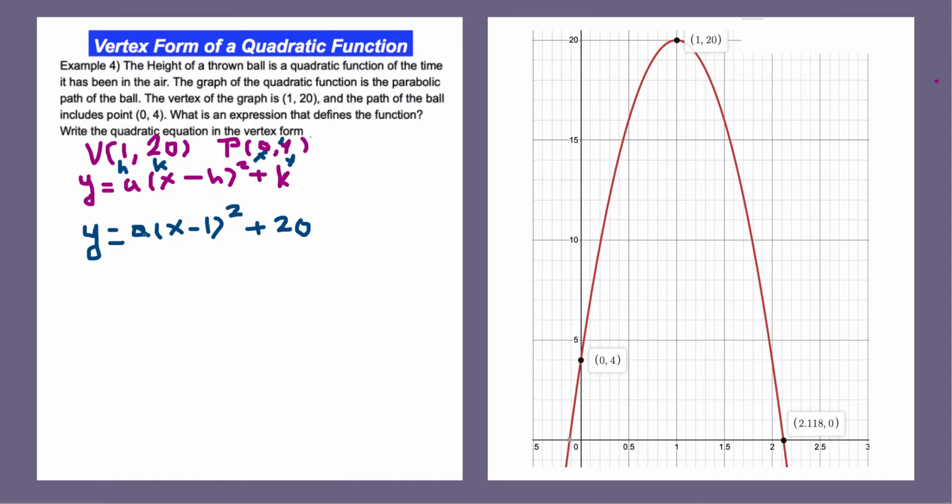But in order to find a, we are taking the x coordinate and y coordinate of the point, which is (0, 4). And now instead of the y, I'm plugging in 4. And instead of a, I'm leaving a, because we don't know what it is, we are trying to find a. And instead of the x, I'm plugging in 0: 0 minus 1, and everything here is squared, plus 20.